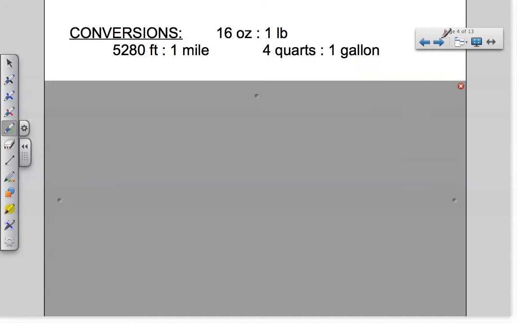A few conversions that you'll want to know for the homework today. There are 16 ounces in 1 pound, 5,280 feet in a mile. These are actually all ones you should know. And there are 4 quarts in a gallon. So be ready to use those in the homework today.